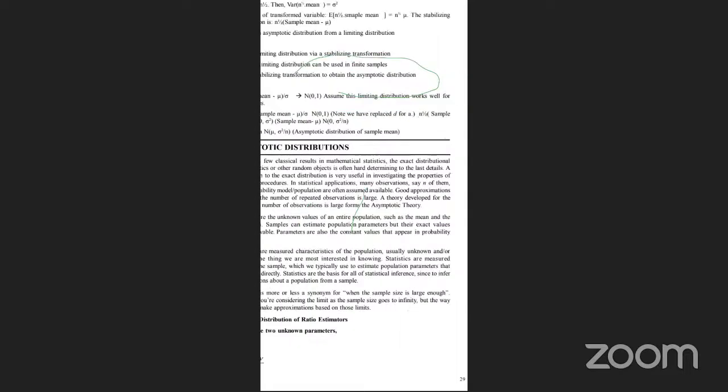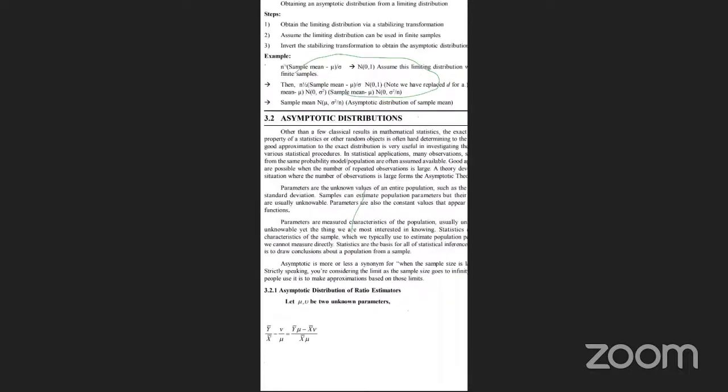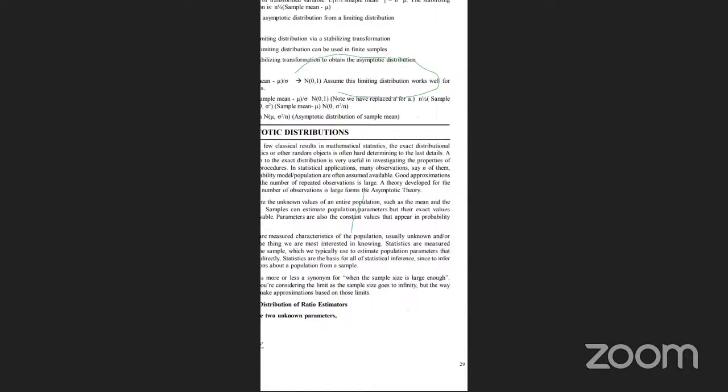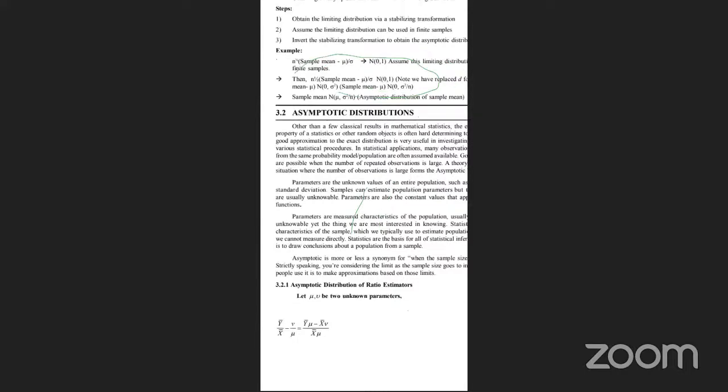Assume the limiting distribution works well for finite samples. Then n^(1/2) (sample mean minus mu) by sigma is N(0, 1). We replace this for n^(1/2) (sample mean minus mu), which is N(0, sigma square). The sample mean is mu, and the sample mean variance is sigma square by n. So N(mu, sigma square by n) is the asymptotic distribution of the sample mean.